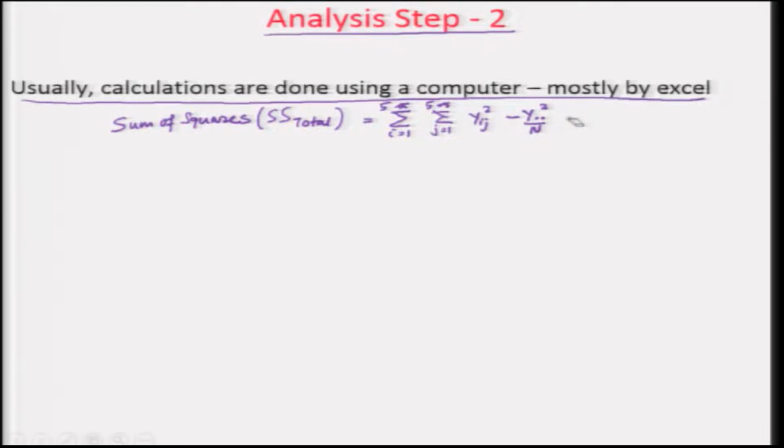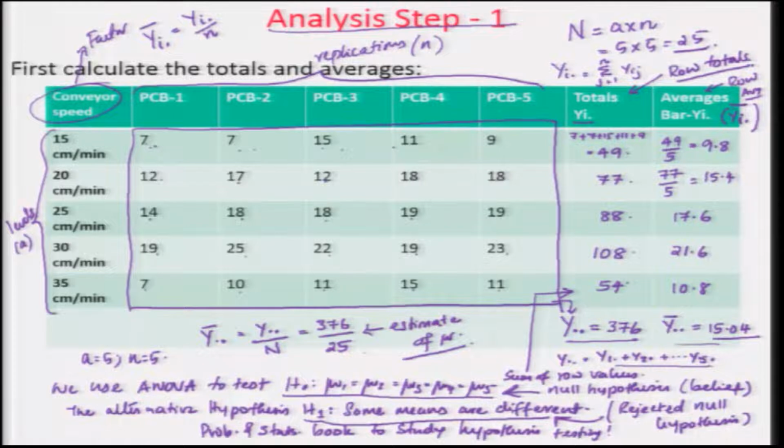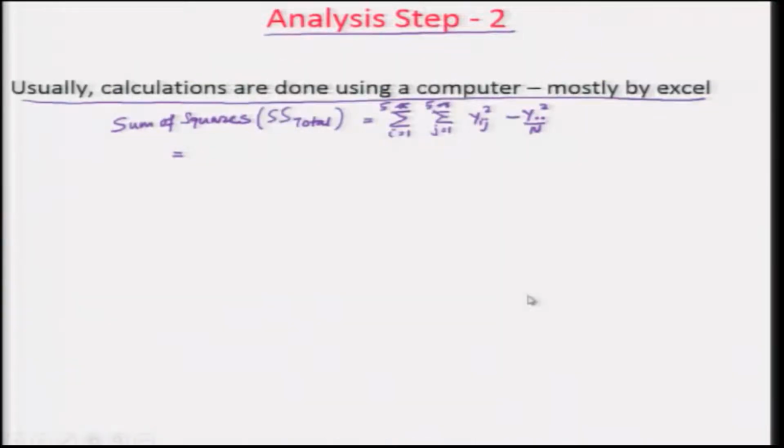So, you square the values and sum them, and from this you subtract the second term. If you elaborate it, going back to the values, it is written as 7 squared plus 7 squared plus 15 squared plus 11 squared plus 9 squared plus 12 squared, and so on all the way up to the last 11 squared.